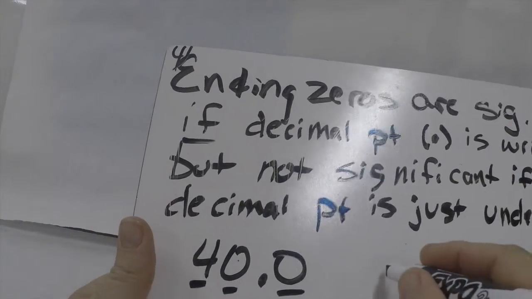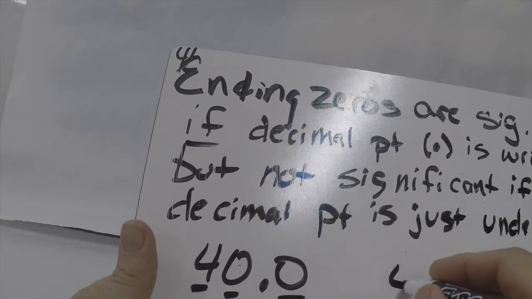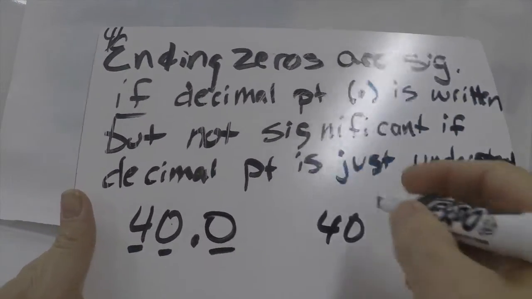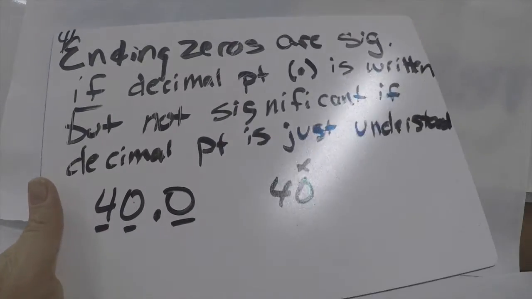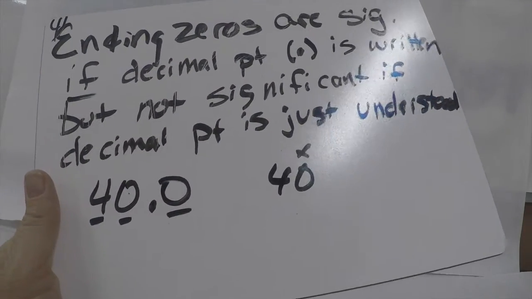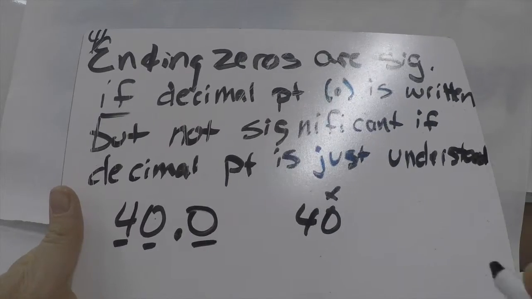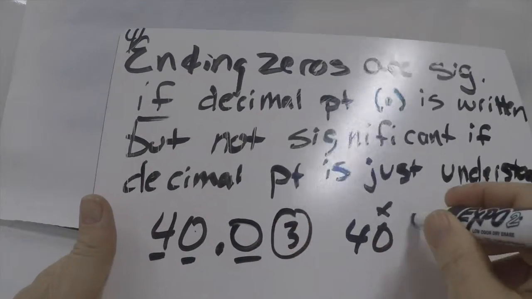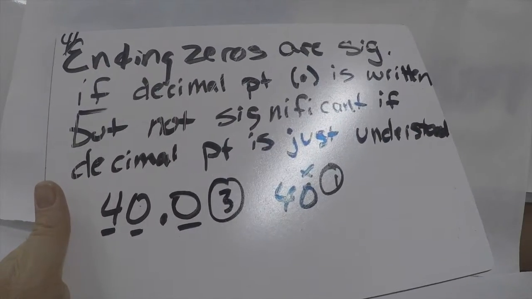But if I write the number 40, no decimal point, this one is not significant. It's an ending zero, and there's no decimal point, so it's not significant. So this one has 3, this one has 1.